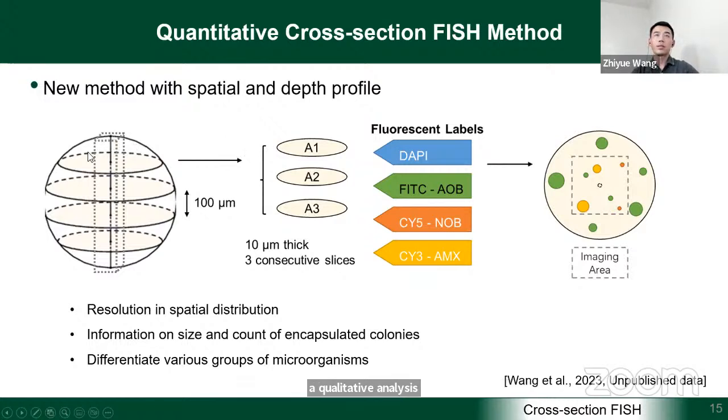So we sliced the entire beads 100 micrometers apart, and then taking these thin slices, we add fluorescence labels to highlight different groups of microorganisms, so that we can differentiate them and have information on their size and colony count when they're encapsulated, with the resolution of spatial distribution.